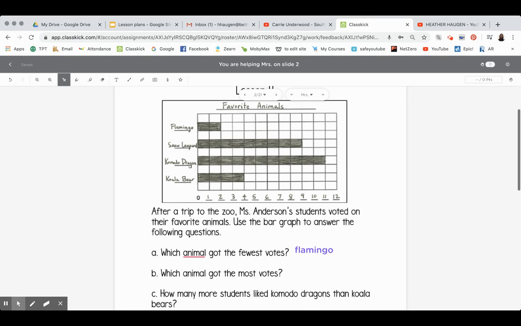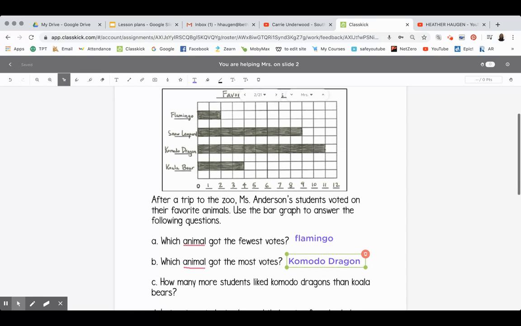Letter B, which animal, again asking for an animal, got the most votes? So we're looking for the longest bar. And this time, which kind of surprises me if I'm being honest, is the Komodo dragon. The Komodo dragon got the most votes.